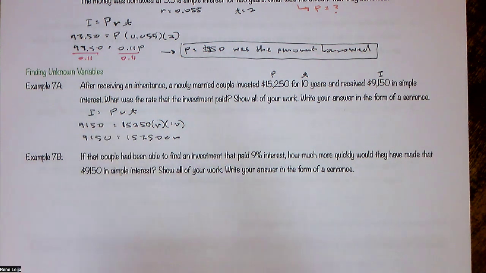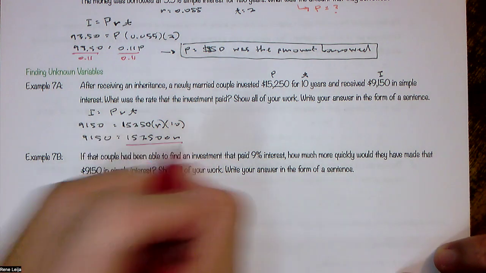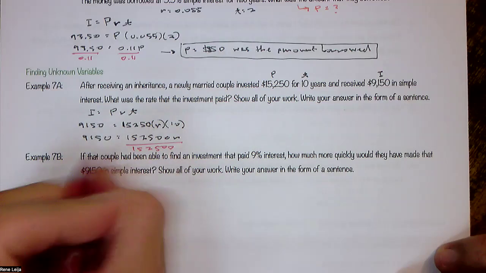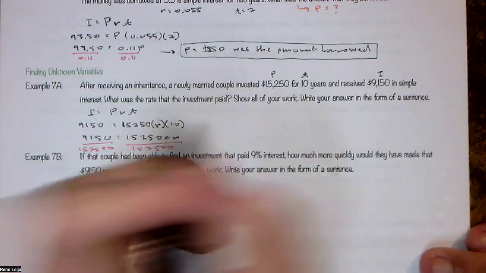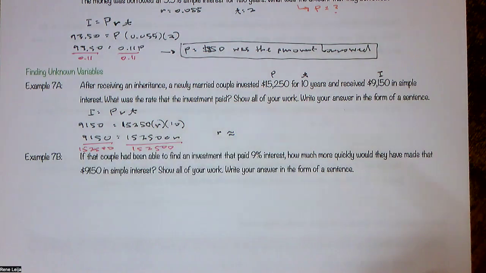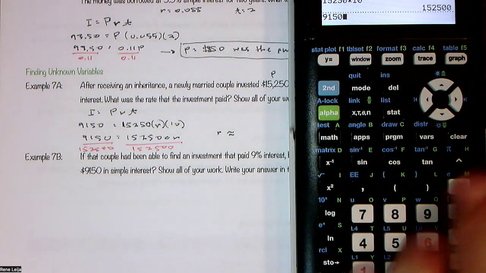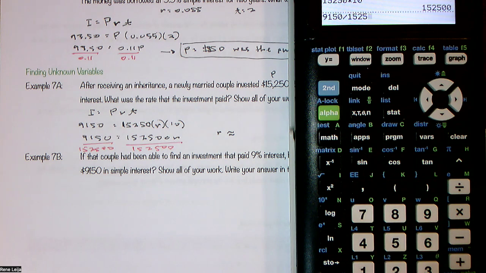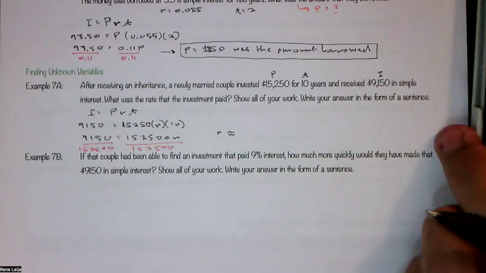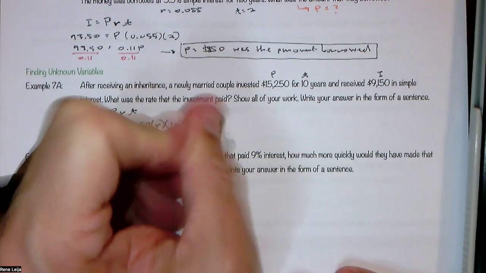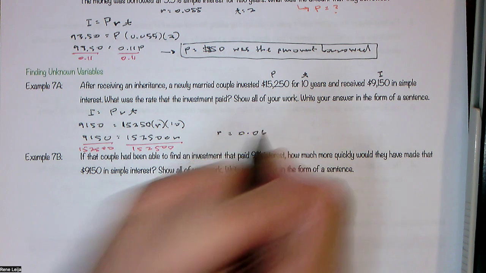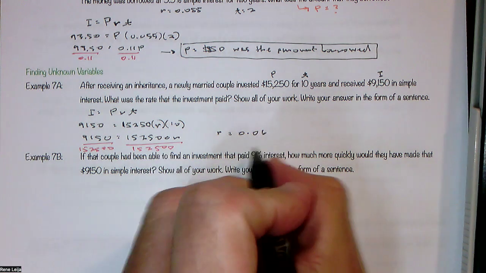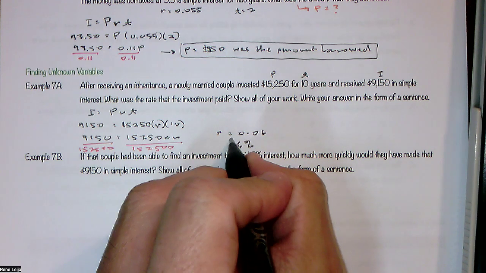Okay, now we're going to divide both sides by the 152,500. Okay, so our rate is going to be approximately, so 9150 divided by 152,500, and that gives us 0.06. Now that's our decimal. And it stopped on its own, so it's going to be exact. So our rate was 0.06, and then we have to turn that decimal into a percentage. So that's just going to give us 6%.